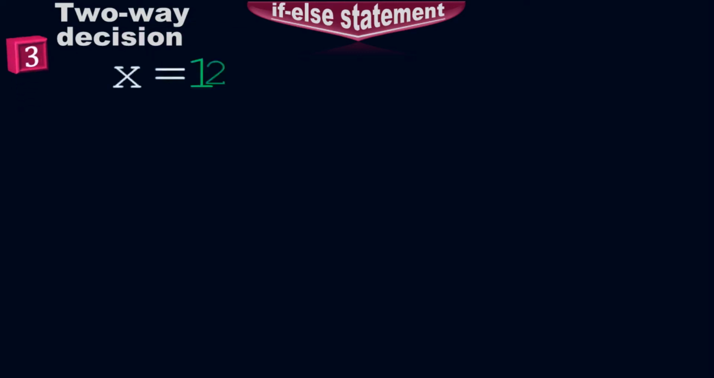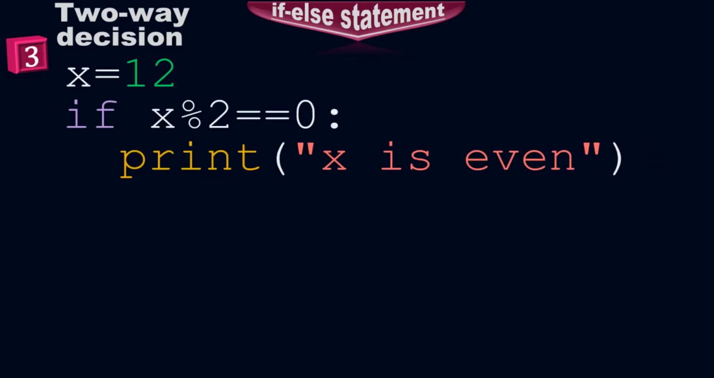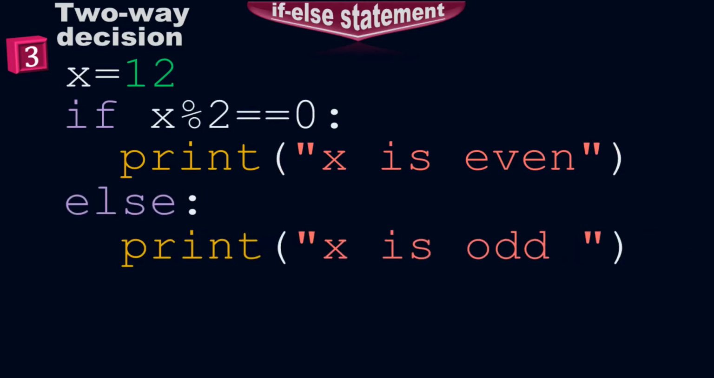Example number 3. x = 12. If x modulus 2 equals 0: print "x is even", else: print "x is odd". So when you run it, you will get "x is even". What is an if-else statement? It is a two-way decision. It has two options, and you're going to go for one of the two options.